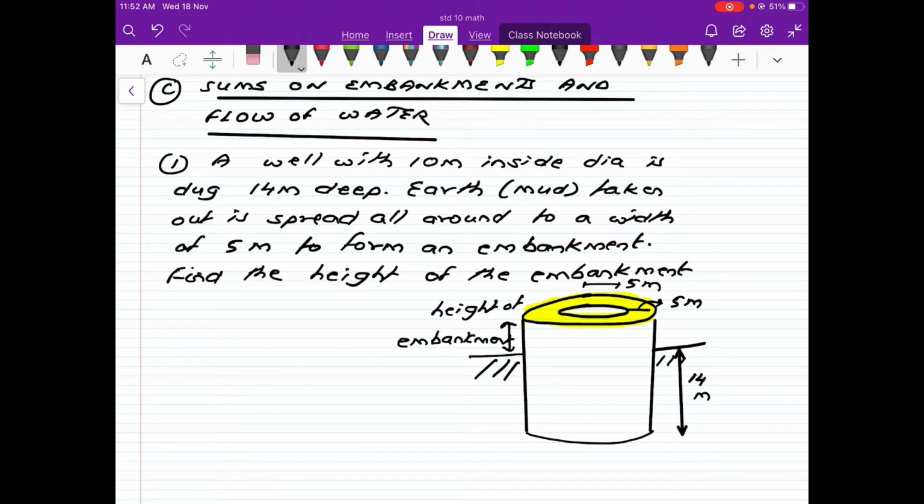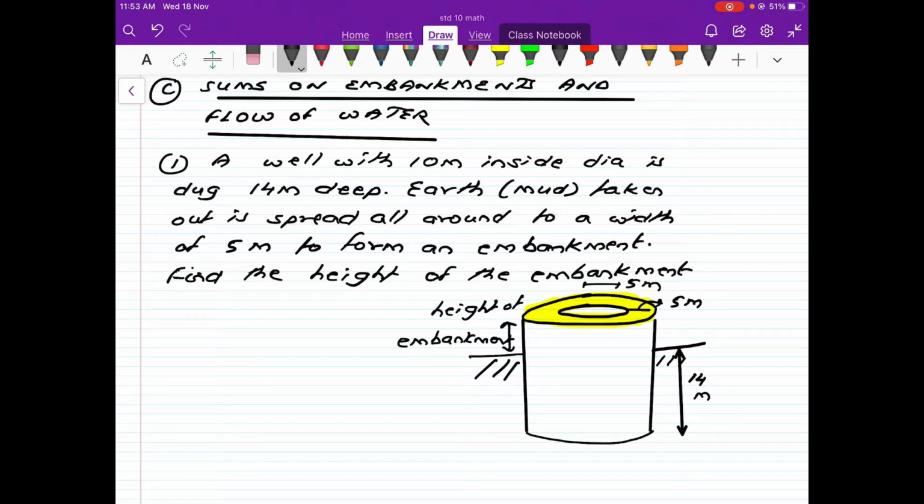A well with a 10 meters inside diameter is dug, and when you get the mud, or the earth, it is spread around to form an embankment. Now we have to find the height of the embankment. Embankment means it is just around the well.